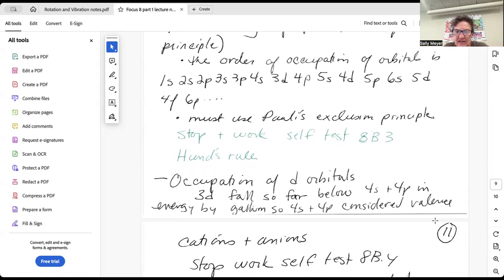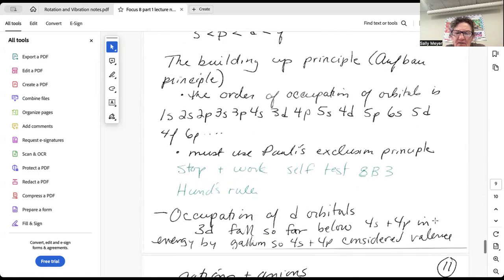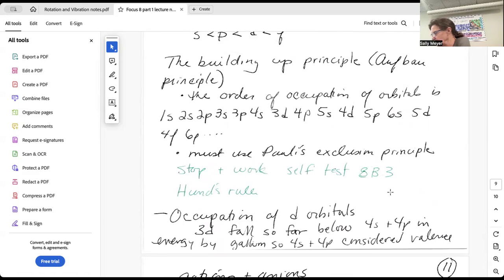The other rule we need to know about in order to fill up our electron configuration, and this is all going to be information we need when we talk about periodic trends, is Hund's rule. Hund's rule basically just says that electrons like to go into orbitals that are empty before you start pairing them up.